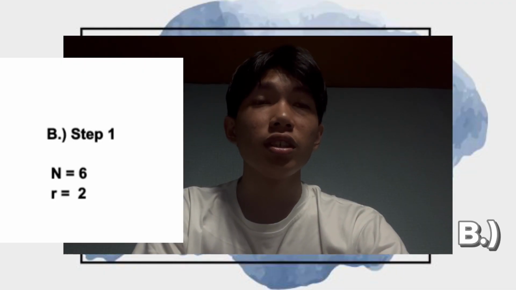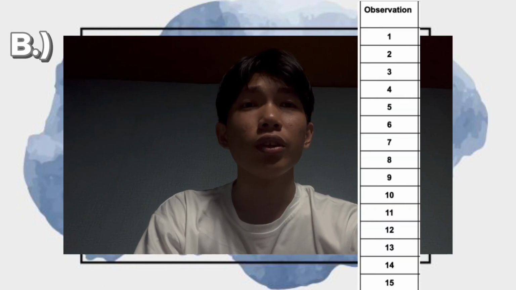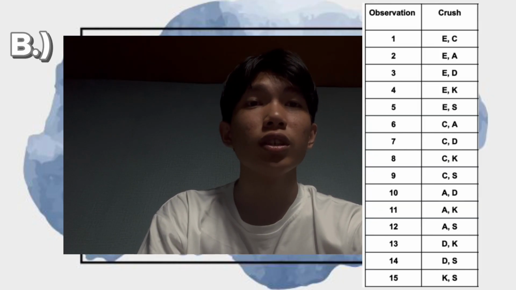Now for letter B, since n is equal to 6 and r is equal to 2, we just need to put it in a calculator in the format of 6 combination 2, which equals 15. Now for the table, since we got 15, that's how many we are going to put in the observation. For the next column, we just need to put in the names of the crush. But since we use the combination, there are no repeating names. And to get the months, we just need to get it from the given.